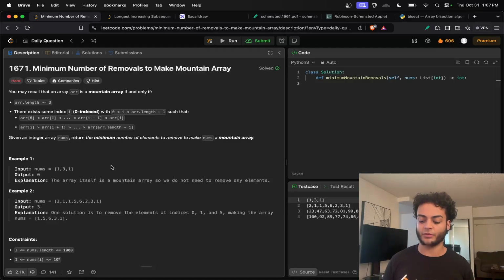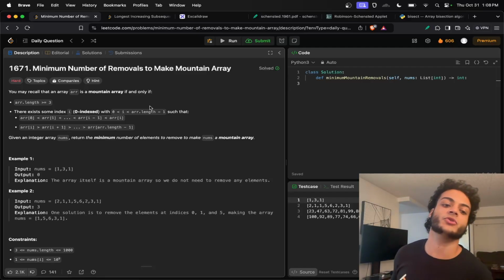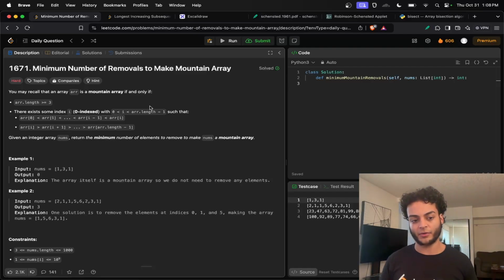I can ask myself other questions about the problem. I could break it into subproblems. I could say, hey, let me consider each possible peak, like this one or this one or this one, and consider how many removals I might need to do to actually form a mountain array, and then choose the one which results in the minimum number of removals. But how do we approach actually forming the mountain array?